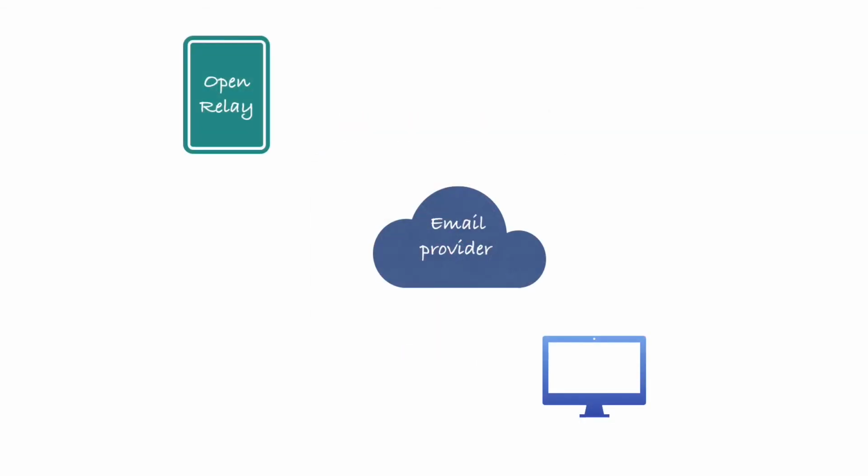Let us try to understand what went wrong in this scenario. It is very easy to impersonate using an open relay. Anyone can use an open email relay server and send email impersonating a vendor email ID. The email was routed to my email provider and it got delivered to my inbox.